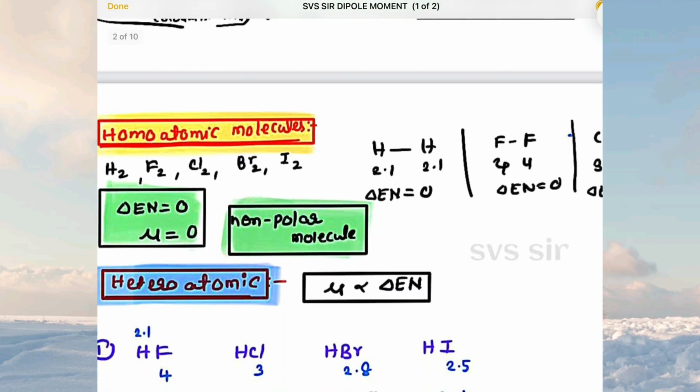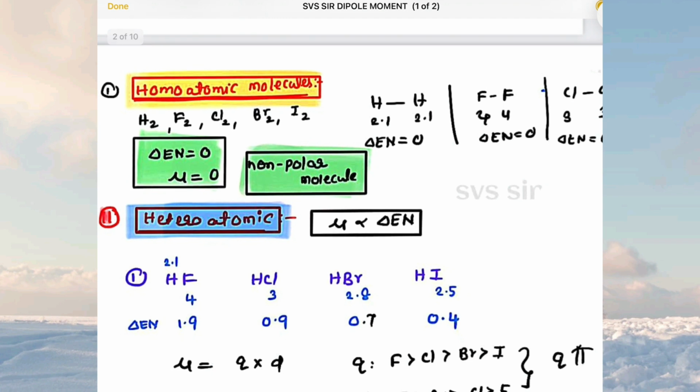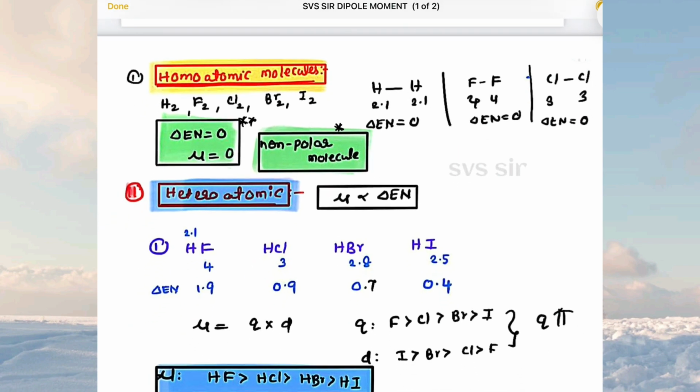Right. So now let us discuss how to determine dipole moment. Let us take homoatomic molecules. Homoatomic molecules means hydrogen, fluorine, chlorine, bromine, iodine. Difference in electronegativity equals 0. If difference in electronegativity is 0, dipole moment is 0, and such molecules we call non-polar molecules.